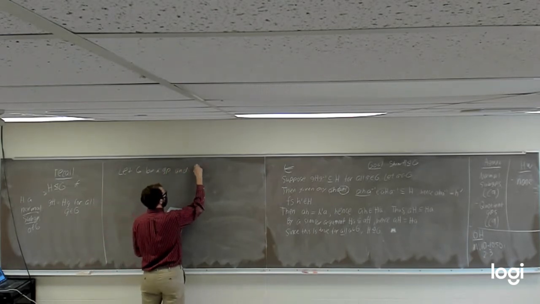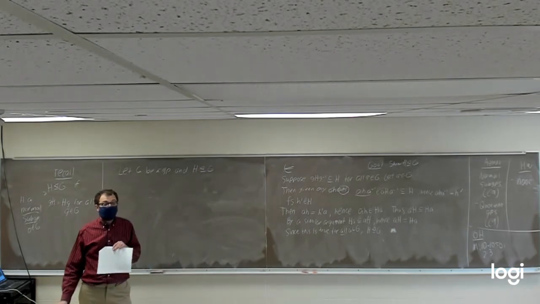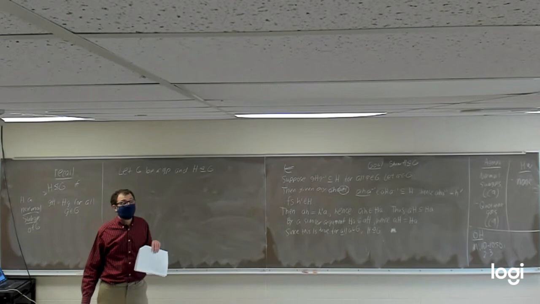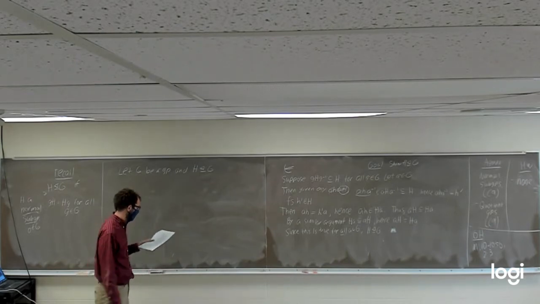And we're going to let H be a normal subgroup of G. And this is why we talk about normal subgroups, because what we're about to do only works with normal subgroups. And we'll discuss why that is in a second.